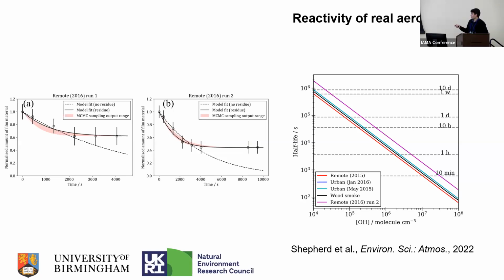From those optimized models, you can then run the model under more atmospherically relevant conditions, in this case OH radical concentrations which you might find in the atmosphere, especially between 10 to the 6 and 10 to the 7. For each of these types of aerosol, you're looking at a reactive half-life for the reactive portion of the film of between about 10 minutes and an hour or so. But if you go to lower OH concentrations, you could go up to days and maybe even a week. So that's the kind of power.